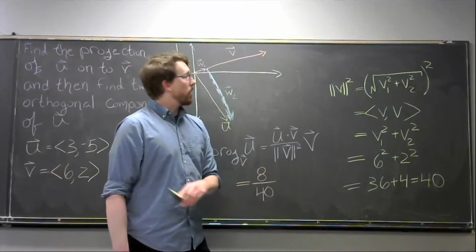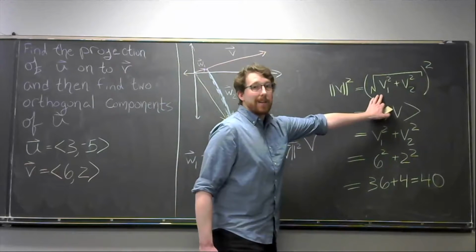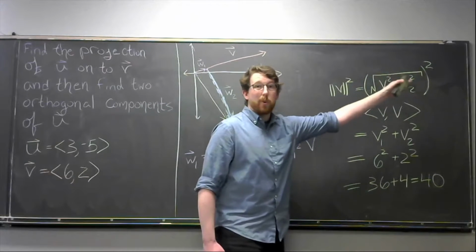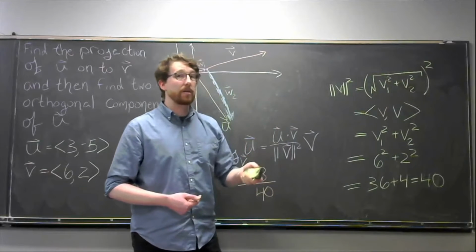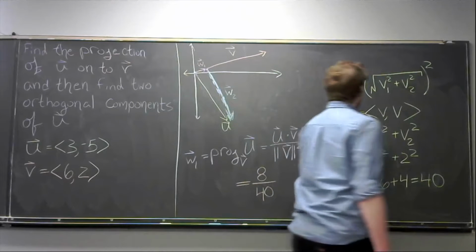Notice, really quickly, I want to point this out. Notice all I did here was say it's the magnitude squared. So when we write this, because we're squaring the square root, we could just drop the square root.